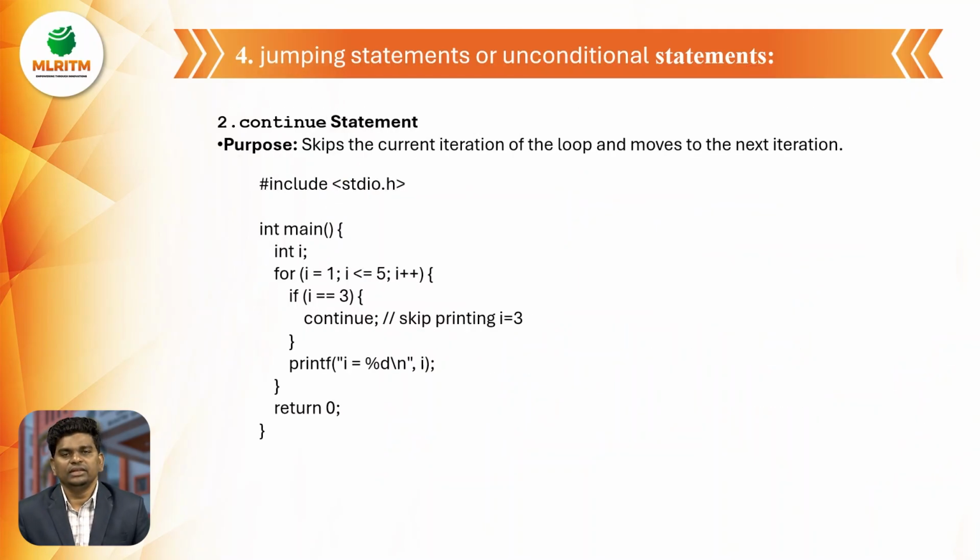There is another unconditional statement called continue. What is the purpose of this continue? We'll see one example program here. First we'll see the purpose. The continue statement skips the current iteration of the loop and moves to the next iteration. Whereas when you observe break, when the I value is 3 it exits totally from the loop. But continue is not like that. It skips the current iteration only, then it continues the remaining iterations. We'll see it with an example.